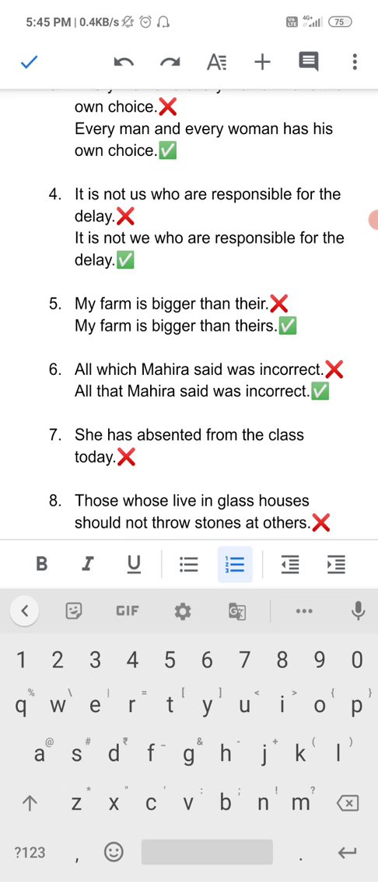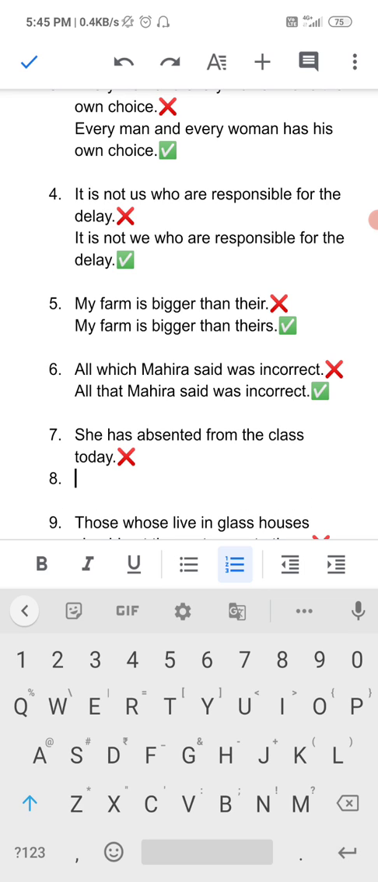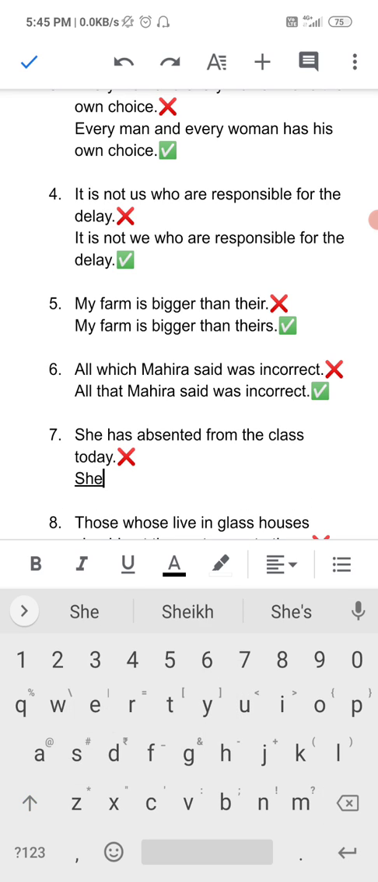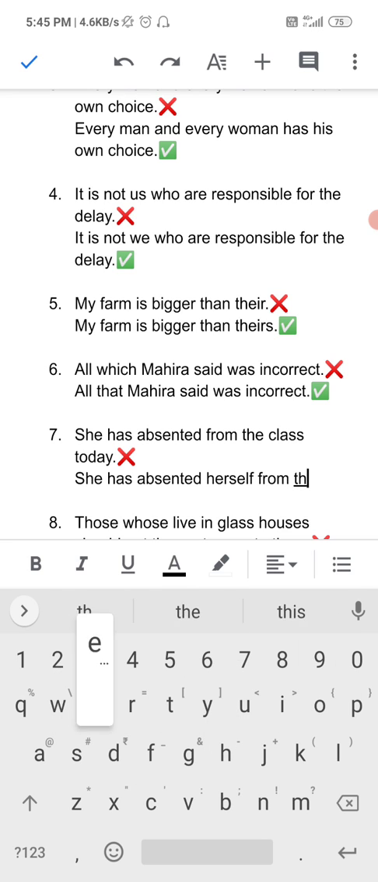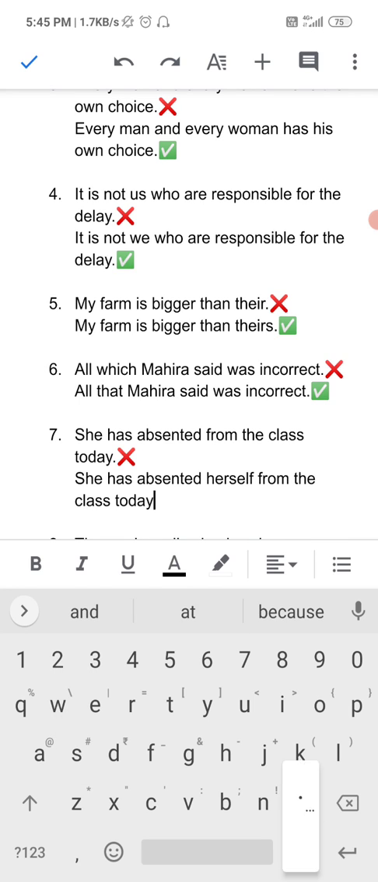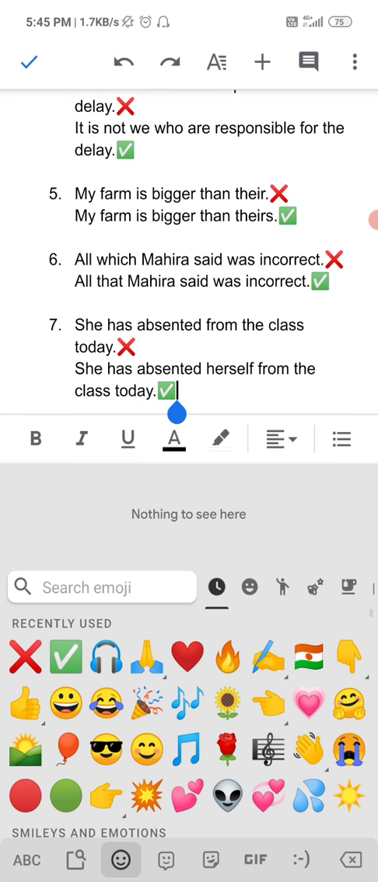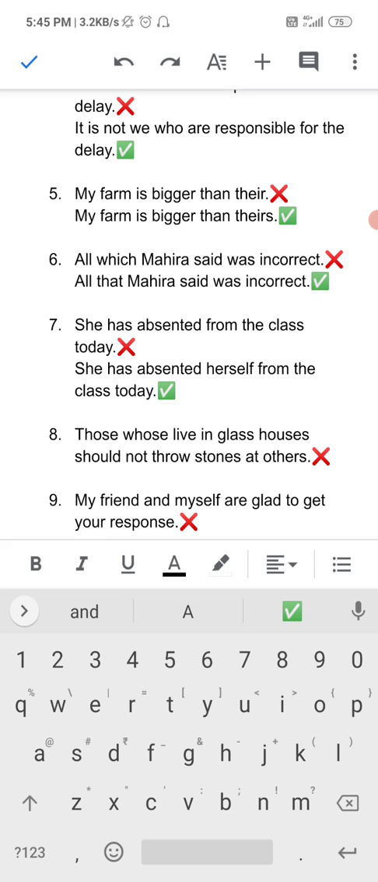So here we have to use the reflexive pronoun herself, because absent is such kind of verb which takes a reflexive pronoun after it in connection with the subject. So our subject is here she. So we have to use here she has absented herself from the class today. This is right. Now let's move to the next question.